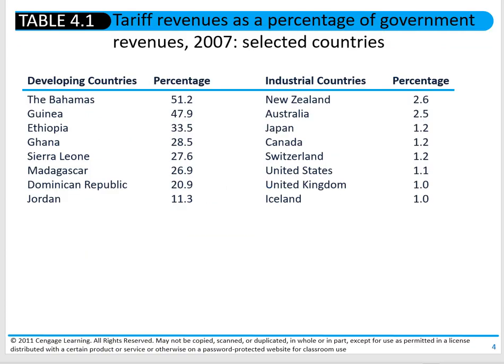For example, here you are shown in table 4.1 average tariff revenues as a percentage of the government revenues in some countries. And as you can see, in developing countries, tariffs represent a huge percentage of the government revenue, whereas in industrial countries, or also known as developed countries, this percentage is quite small.